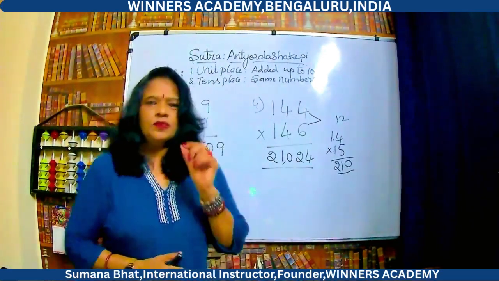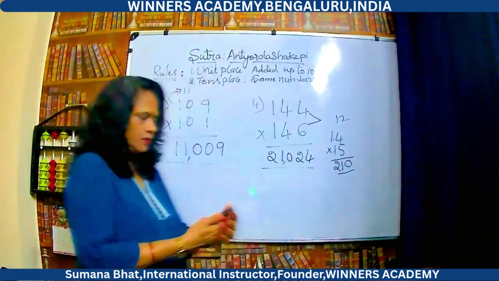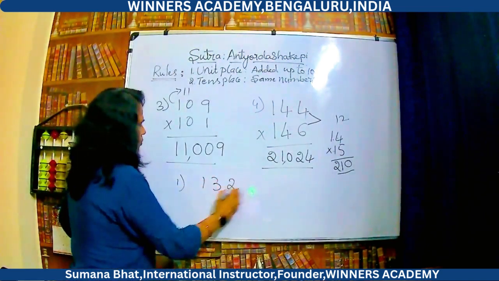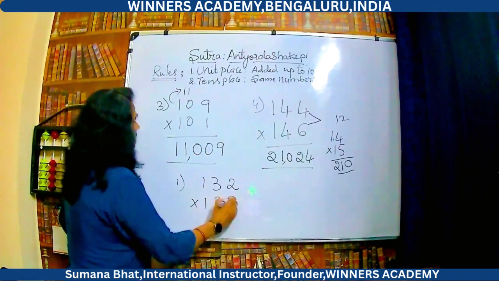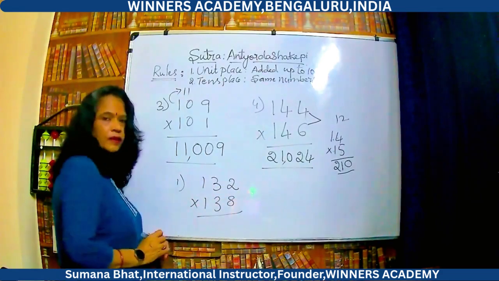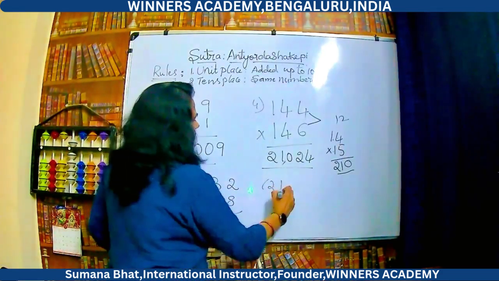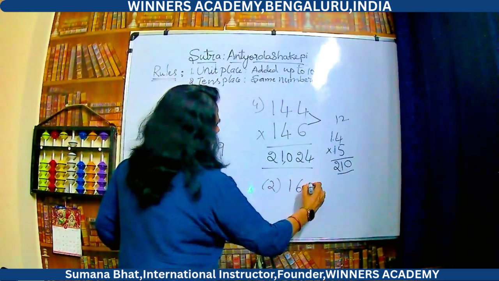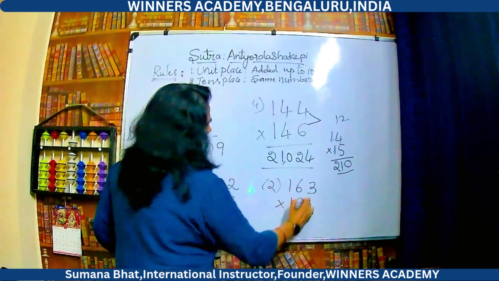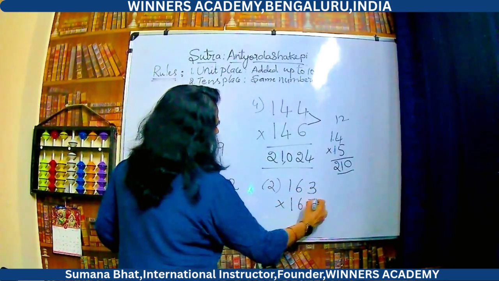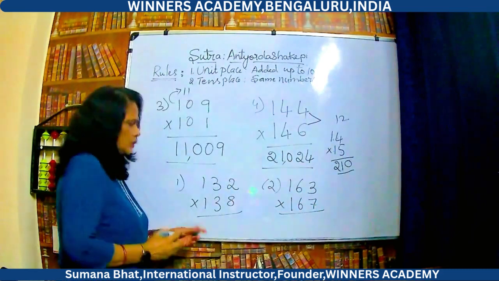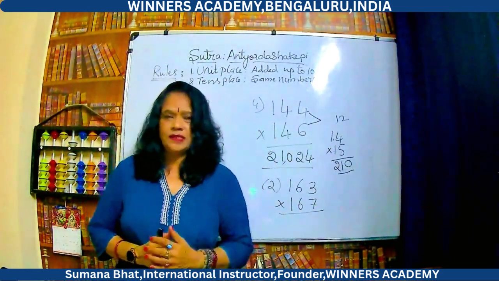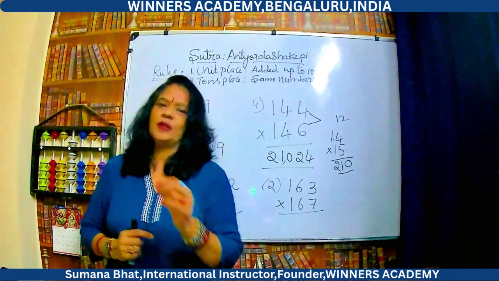I'm going to give you some homework. So, what are the numbers? See, the first one is 132 multiplied by 138. And the second one is 163 multiplied by 167. So, do these sums by learning this method. It's very, very easy. And write the answer in the comment box.